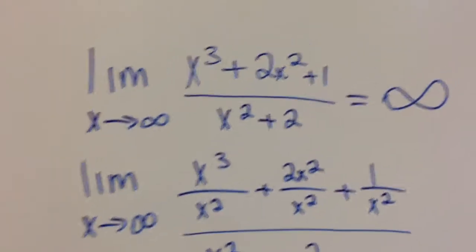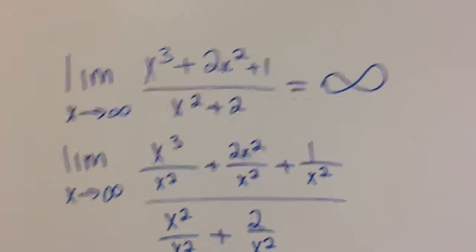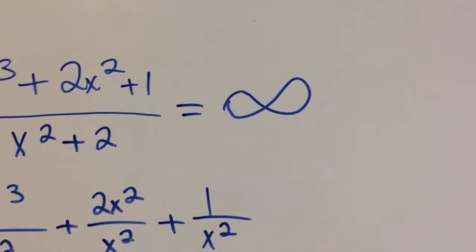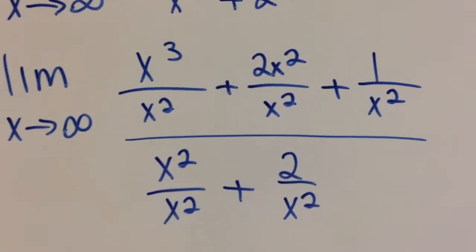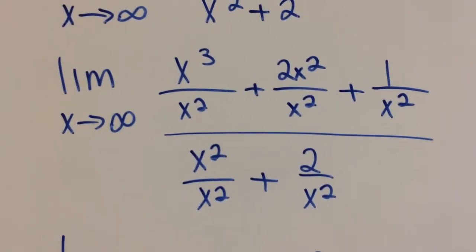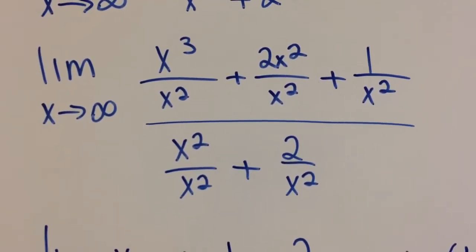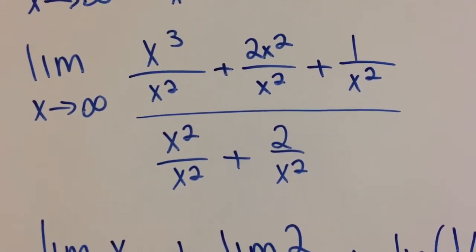And lastly, we have the case where the highest exponent is in the numerator, and the answer should be infinity, but we're going to check it and see what we get. Again, we are going to divide each term in the numerator and the denominator by the highest exponent in the denominator, which is x squared in this case.